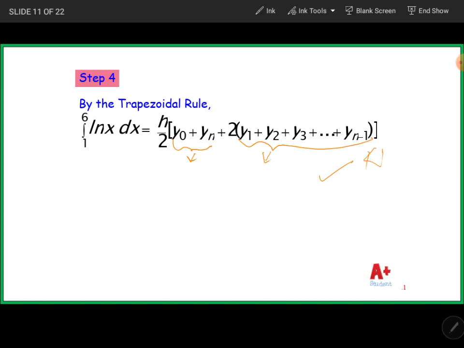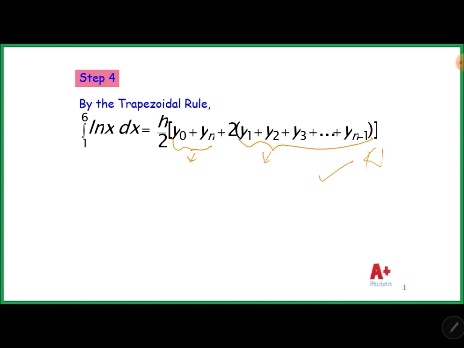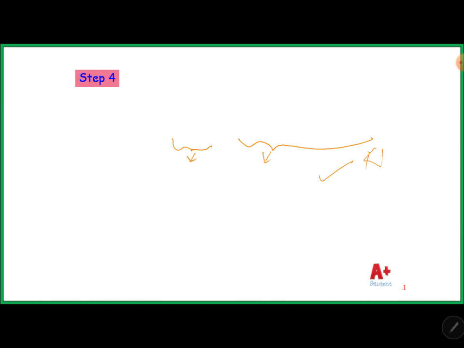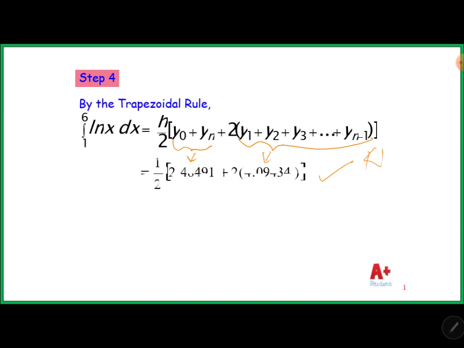And then just give your final answer, which is equal to 5.3368, and this is 4 decimal places. Notice our working is all in 5 decimal places, but we give the answer in 4 decimal places. Okay.